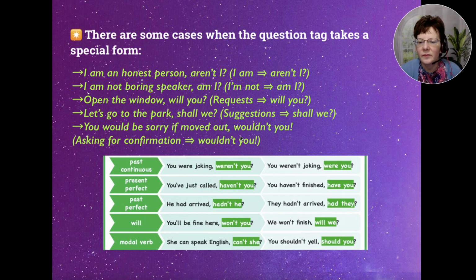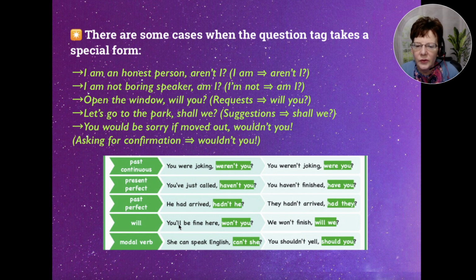Okay, so now here are some examples for the other verb tenses. Past continuous: you were joking, weren't you? So negative question tag. Present perfect: you've just called, haven't you? Past perfect: he had arrived, hadn't he?